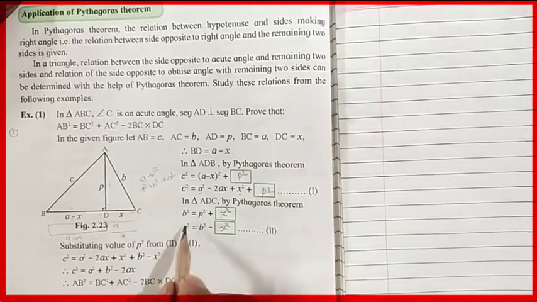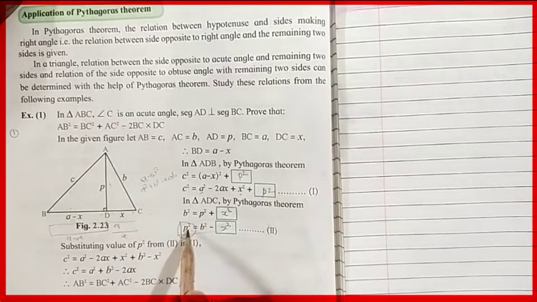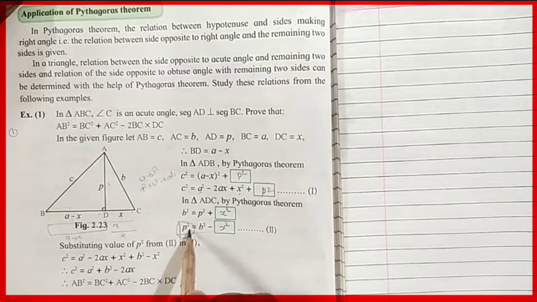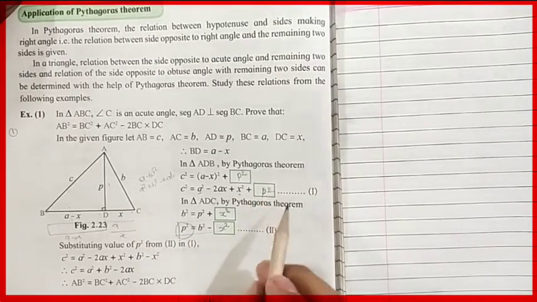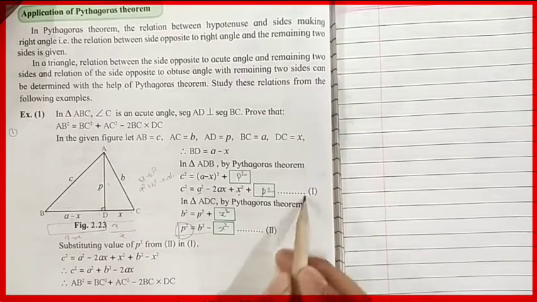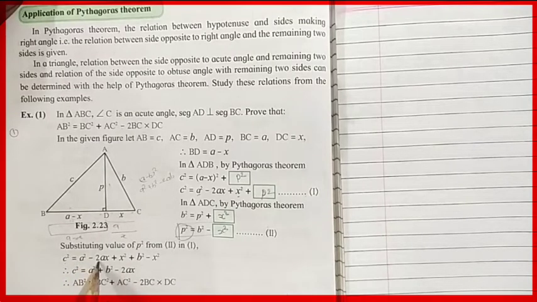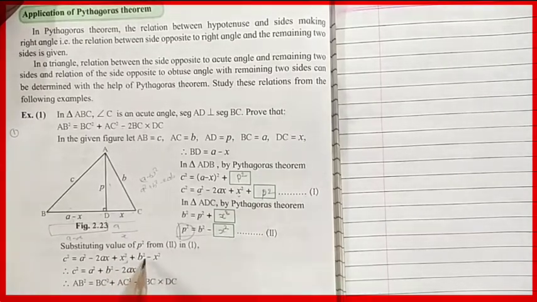Okay. See here we have this p square. Now we have to place p square in here. Okay. p square की जो value है, that is b square minus x square, we have to keep here only. Okay. So we can write by equation number 1 and 2. What we can write? C square equals to a square minus 2ax plus b square. It is from equation number 1. And from equation number 2, instead of p square we are writing b square minus x square.